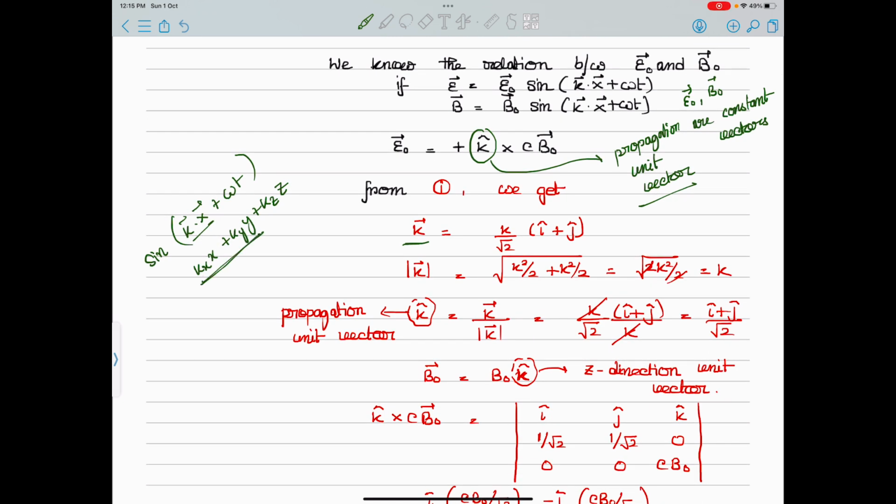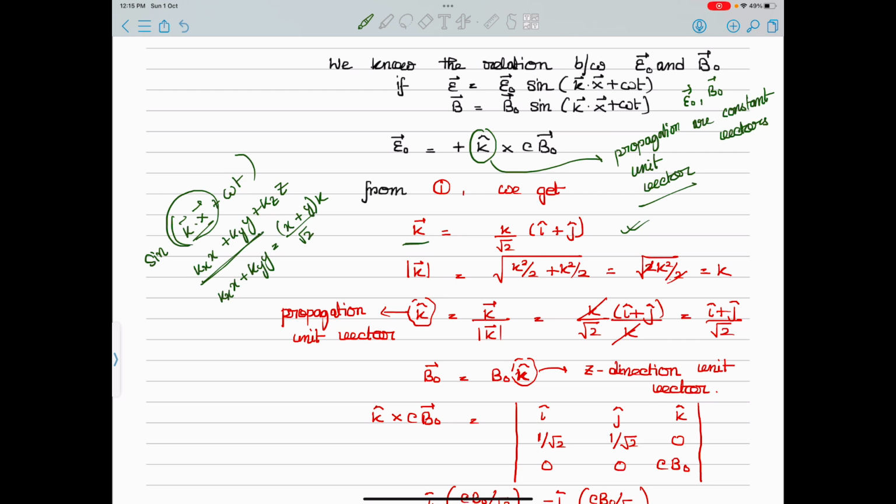Now if we compare this with kx x plus ky y, which is equal to (x plus y) by root 2 into k, then comparing x and y terms, we will get k by root 2 times (i cap plus j cap). This is the unit vector direction, because it is ultimately k dot x. So we can easily find it from here. Now what is the magnitude of this propagation vector? It is nothing but the scalar components in the i cap direction and the j cap direction.